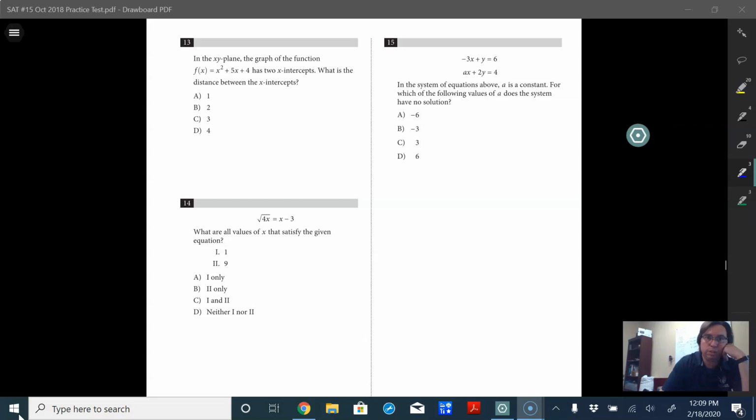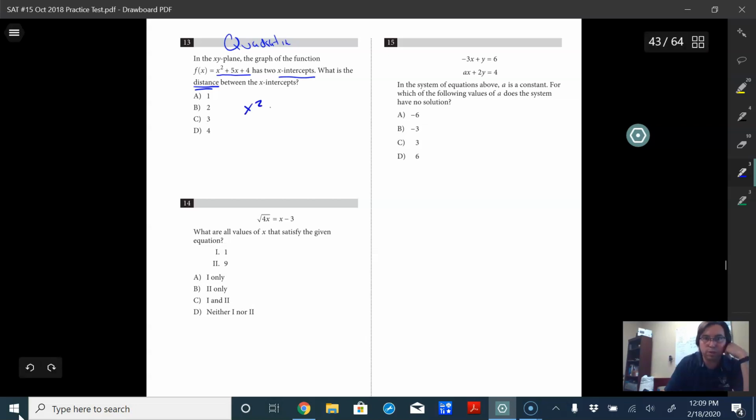Okay, for question number 13, we have a quadratic equation here, and we're really just solving for intercepts. That means we have to factor this expression. It wants to know the distance between the two x-intercepts. So within that, let's write it down.